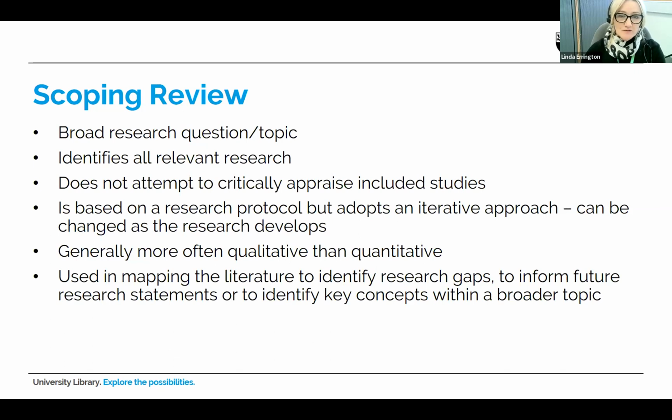So looking at a scoping review in a little more detail, you usually start off with a broad research question or topic area. You would identify all of the relevant research within that topic using your search strategy. However, you wouldn't attempt any critical appraisal of the included studies. A scoping review would have a protocol ordinarily, but they're not necessarily published. The protocol adopts an iterative approach for a scoping review, and it can be changed as the research develops.